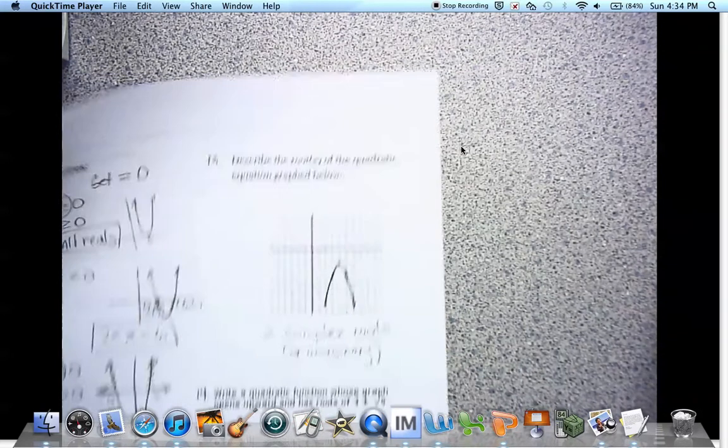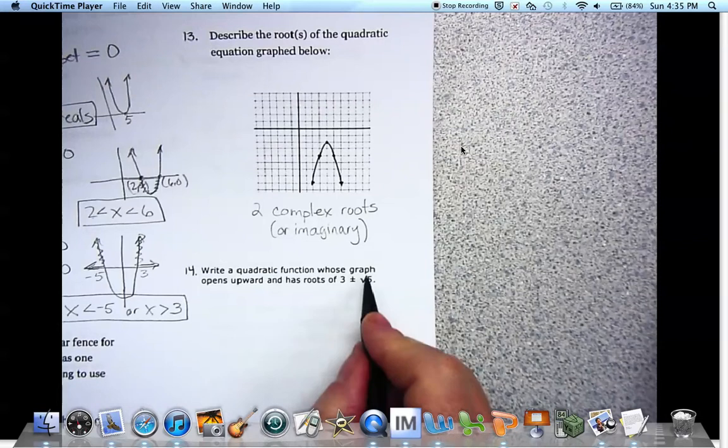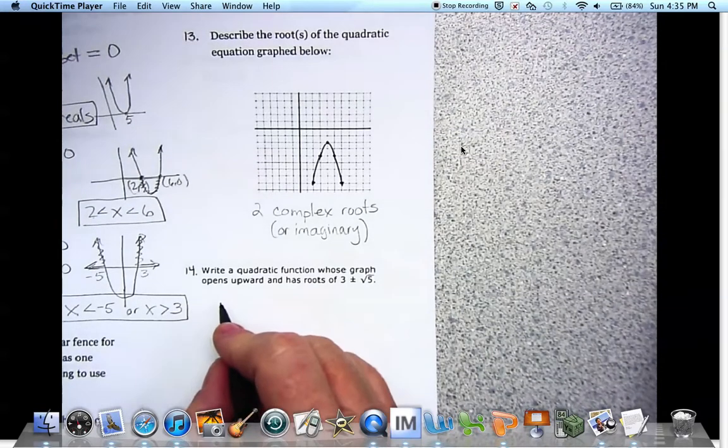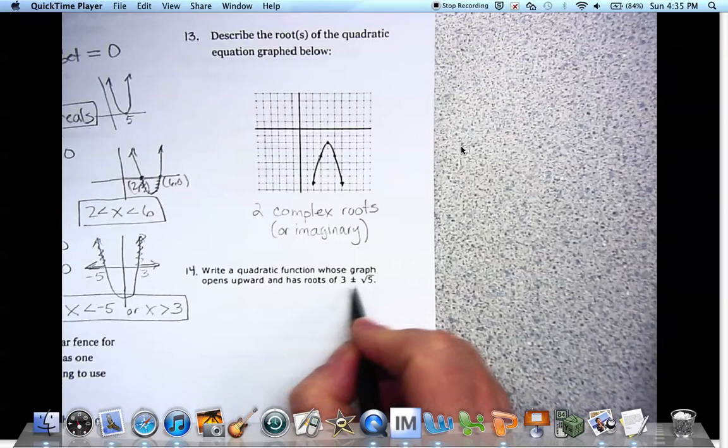Okay, write a quadratic function whose graph opens upward and has roots of 3 plus or minus the square root of 5. Okay, now I'm going to show this. This would be for pre-AP. Also, regular can do it this way, but regular will have multiple choice. So let's see how this works.